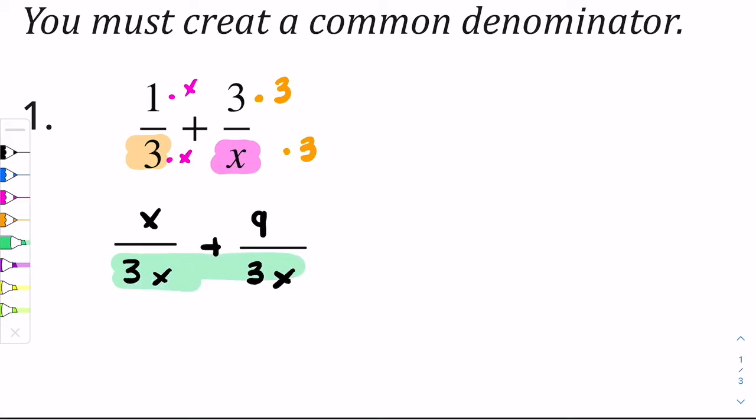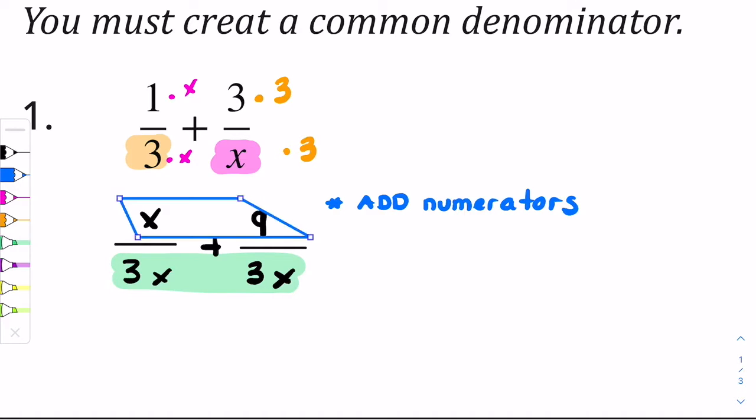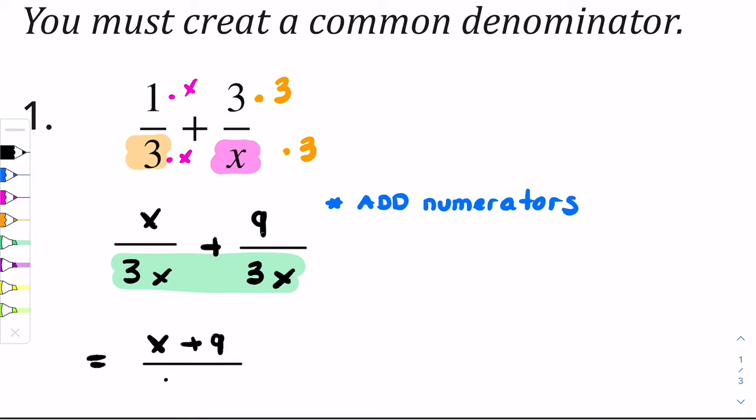Once you have a common denominator, you add your numerators. So in order to add these numerators together, we have x plus 9, which we write just like that. Our final answer is x plus 9 divided by the common denominator of 3x.